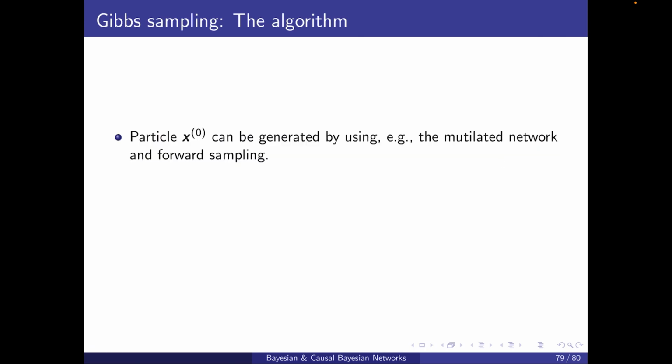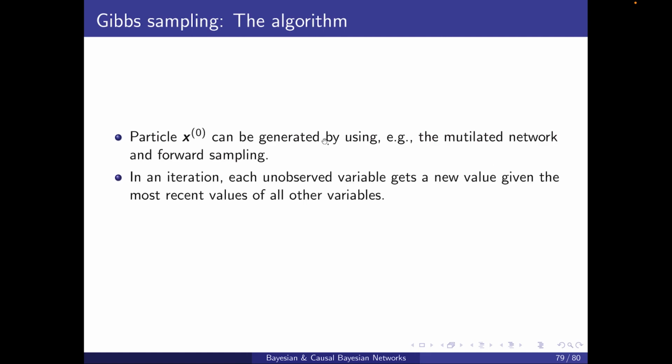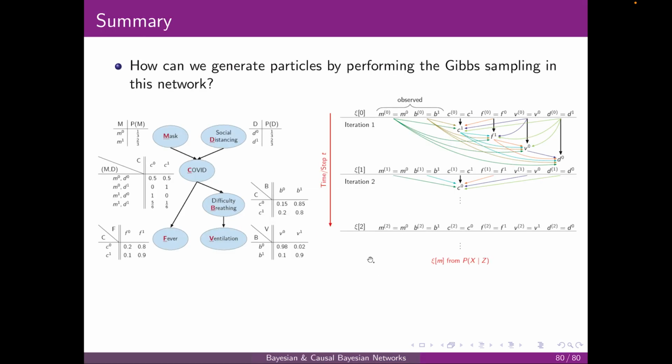And particle x0 can be generated by using, for example, the mutilated network and forward sampling. Either way is fine. And in an iteration, each unobserved variable gets a new value given the most recent values of all the other variables. We talked about that. For a Bayesian network with evidence, p phi of x is basically p of x conditioned on z. Those were just the notations.